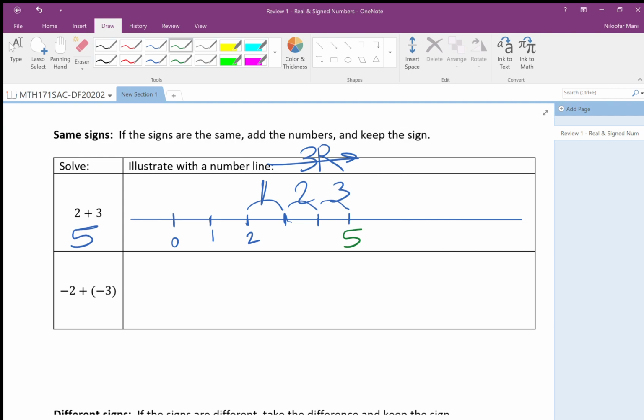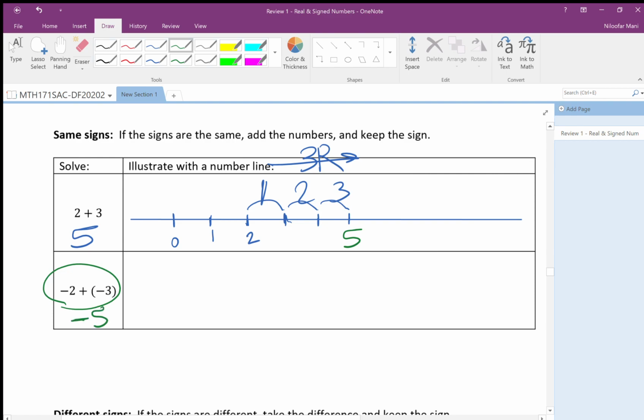So how about this one? Okay, I have 2 negative numbers. The rule is when you have 2 negative numbers, just add them and the result is negative. That's it. If you have 2 positive, just add them. If you have 2 negative, just add them, but the result is negative. So what is the result? Okay, 2 plus 3 is 5, but I have negative, so it's minus 5.